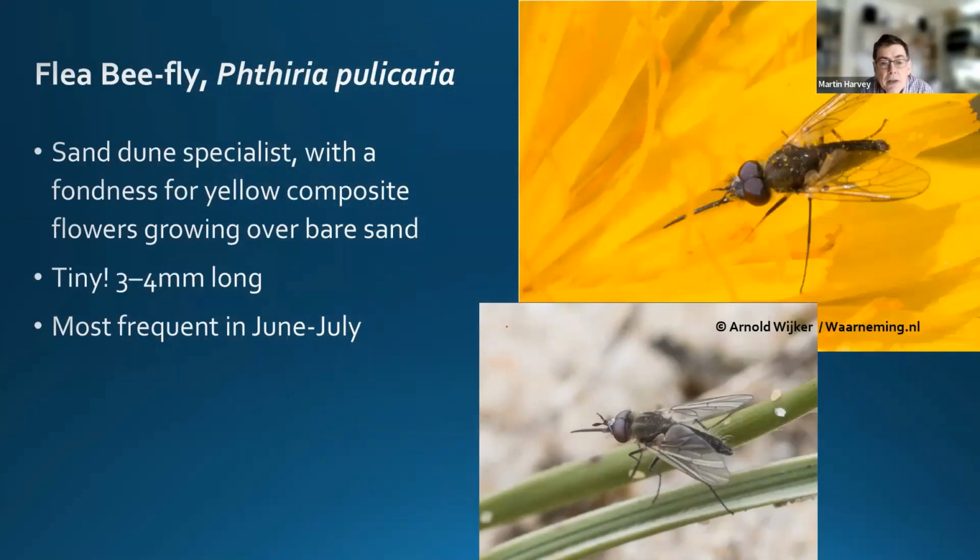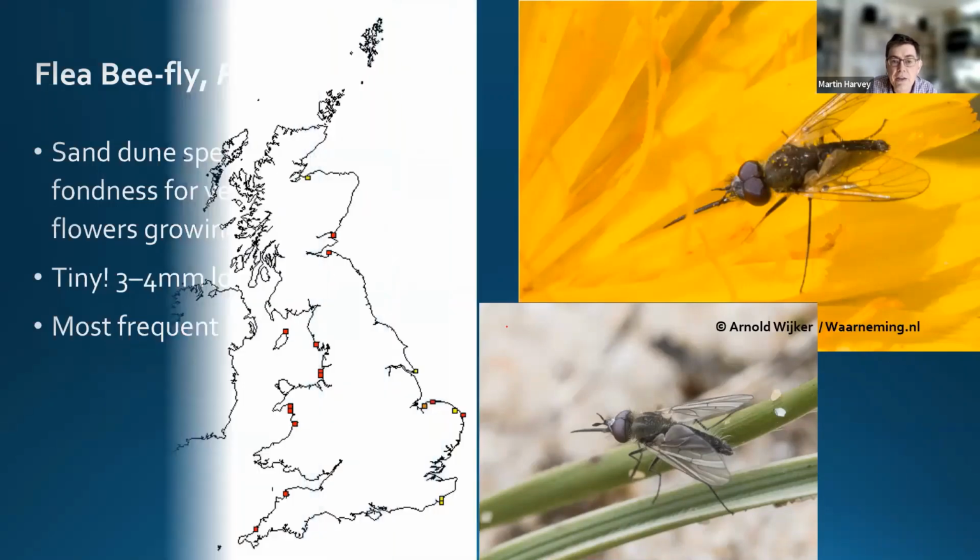And the final bee fly example is the smallest of our bee flies, and it's so good they named it 3 times, the flea bee fly, which is actually not terribly easy to say, and its scientific name is also not terribly easy to say, Phthiria pulicaria. So this really is a very tiny bee fly, only about 3 or 4 millimeters long. It's one that flies in the summer, and it's another real sand dune specialist, so you're not really likely to see it away from sand dunes. It particularly likes these yellow composite flowers growing over bare sand.